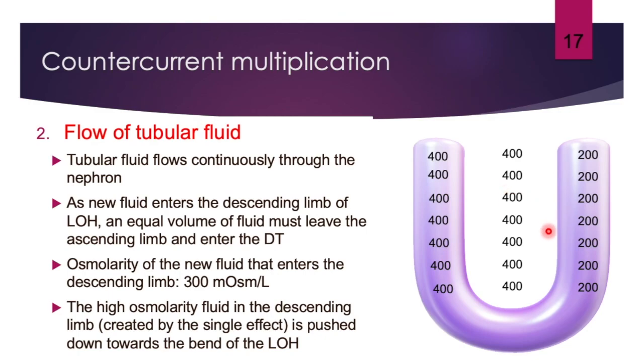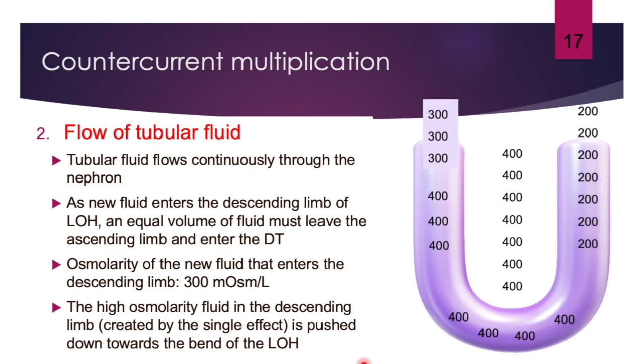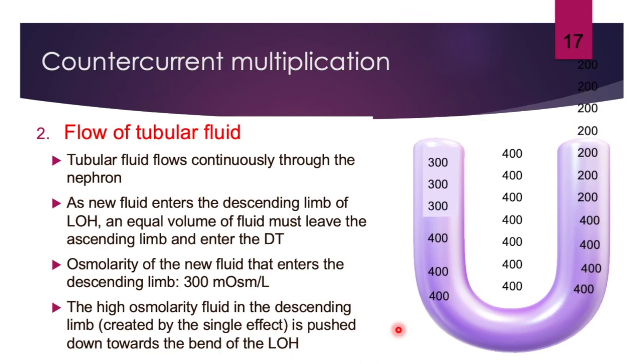In flow of tubular fluid, new fluid that has osmolarity of 300 milliosmol per liter will enter the descending limb. So this will cause the high osmolarity fluid in the descending limb to be pushed down towards the bend of loop of Henle and into the ascending limb. This will cause the fluid that was in the ascending limb to leave and enter the distal tubule.